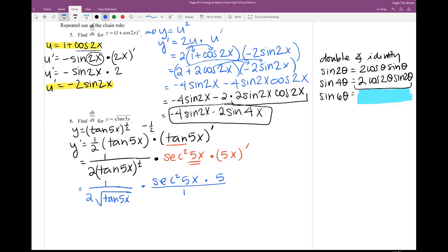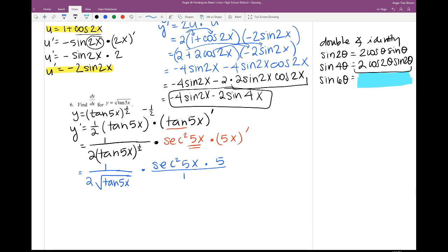Now let's just simplify this. Not much you can do, really. So on the top, I would just have 5 secant square of 5x all over 2 times the square root of tangent of 5x. And that is as far as you can go.